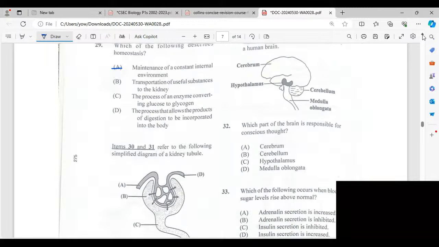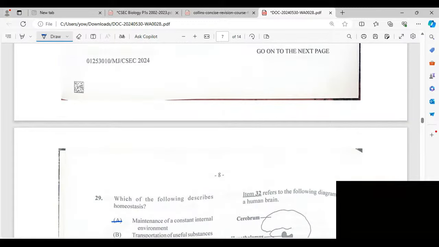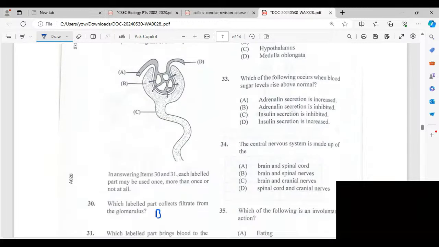Let's move on to question 32. Which part of the brain is responsible for conscious thought? Conscious thought right here will be the cerebrum. Cerebrum, conscious thought and action. Which one of the following occurs when blood sugar level rises above normal? So when there's a high blood sugar level, that means insulin is produced. So insulin would be increased. So that is D.